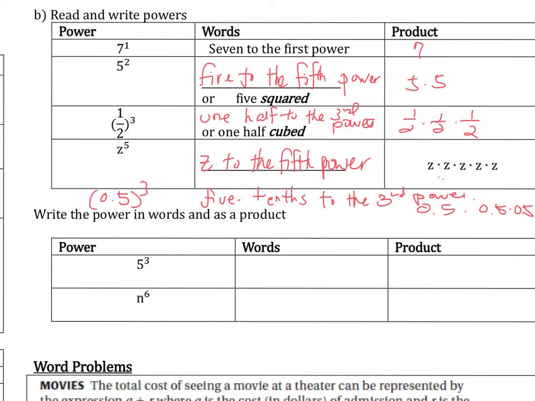Okay, and then we write the power in words and as a product. So let's keep practicing. 5 to the 3rd power, and the product would just be 5 dot 5 dot 5, or simply 125. And then the next one will be n to the 6th power.